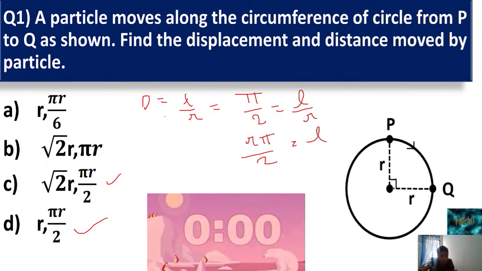So now let's find the displacement. Displacement will be 2r sine theta. Sine 90 is 1, so 2r by 2, the 2 cancels, so it will be r. So we have found the displacement as r. So option D is correct.